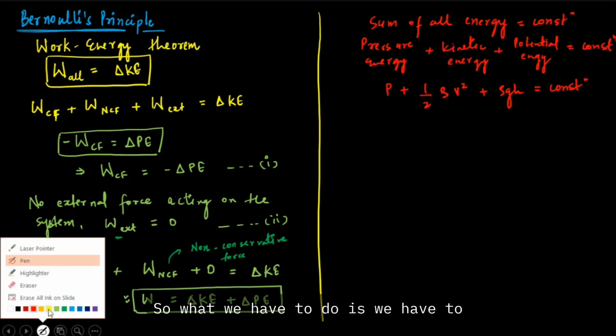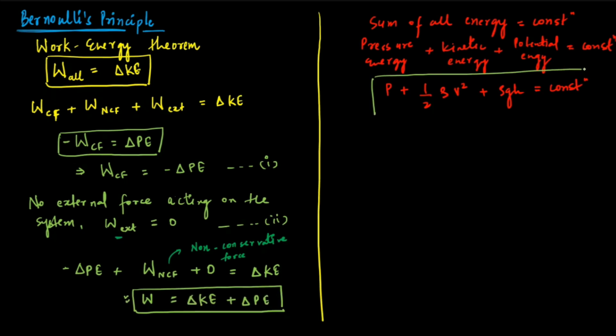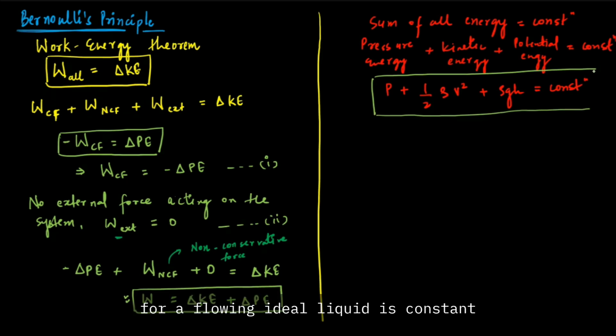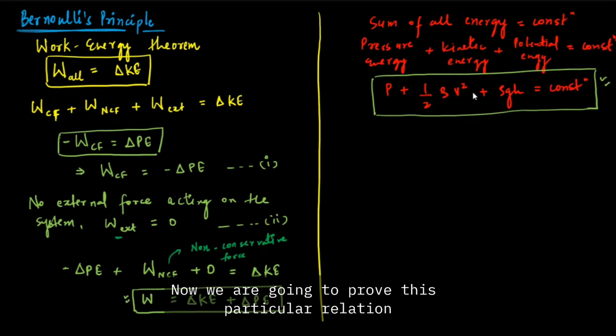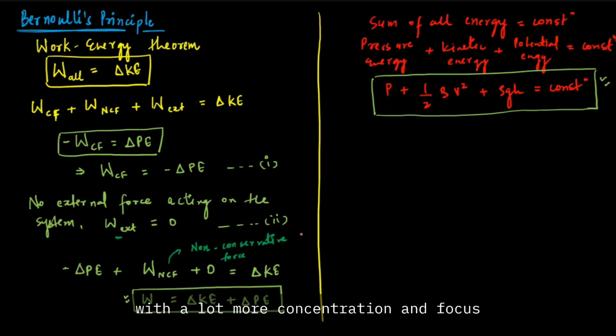So what we have to do is understand how we got this relation. How can we say that the sum of all the energies for a flowing ideal liquid is constant? This is what we have to prove. This is what Bernoulli's principle is. Now we are going to prove this particular relation. So just try to understand each and everything with a lot more concentration and focus.